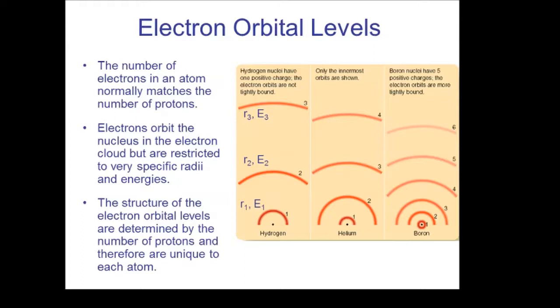Okay, this is an important point. This is what atoms are like. Electrons are not free to be wherever they want to around the atom. They are restricted. They can only be in certain levels, basically. Okay. This is different than the way we're used to the world working.